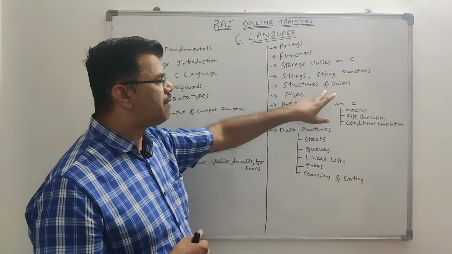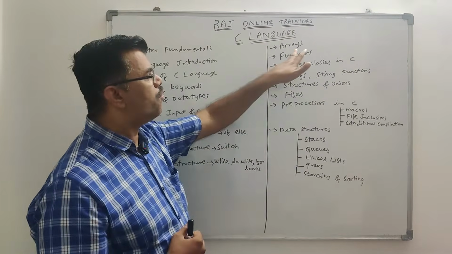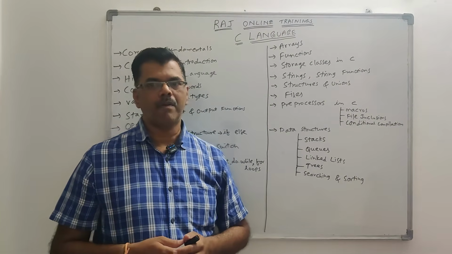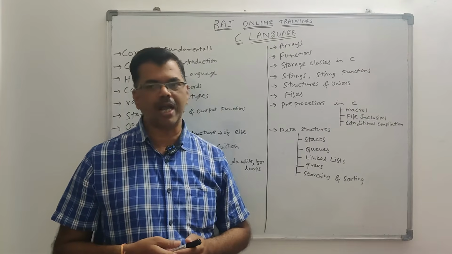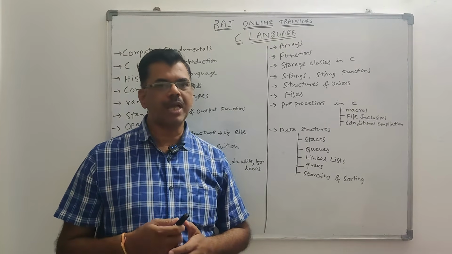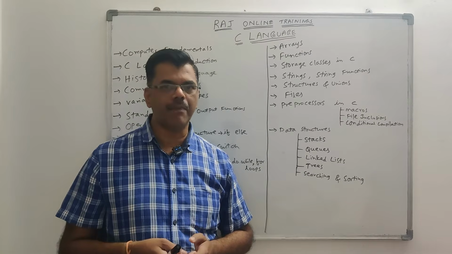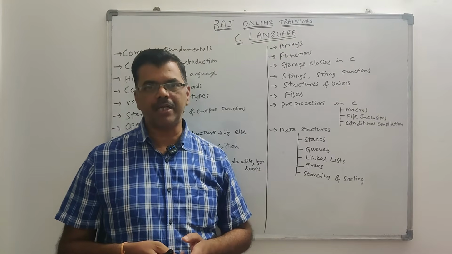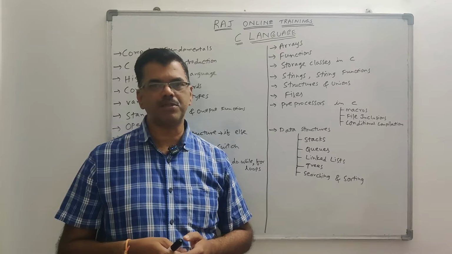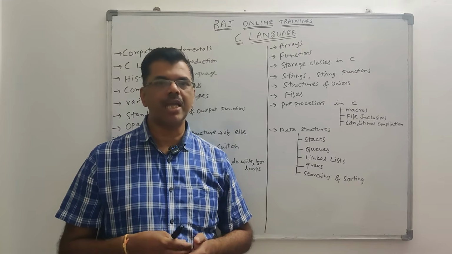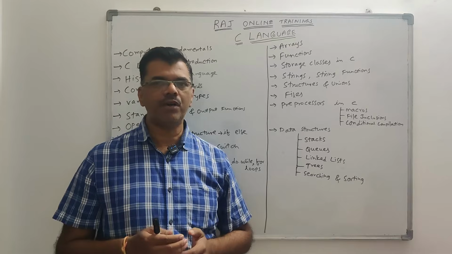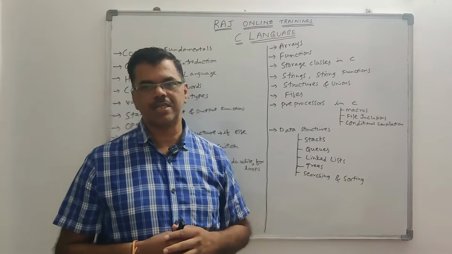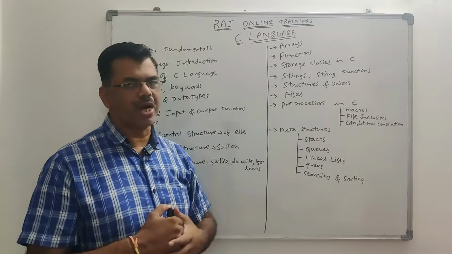Then the next one, we have structures and unions. When you go with arrays, we can collect elements of similar data type only. When you want to collect elements of different data types, for example employee details, where we have employee number, employee name, employee salary: employee number is of type integer, employee name is of type string, a collection of characters, and salary is of type float. When you want to collect data of different data types, then we are going to make use of structures and unions.